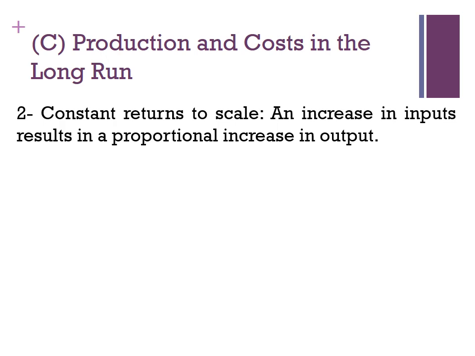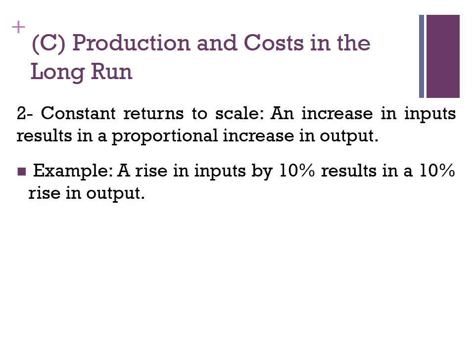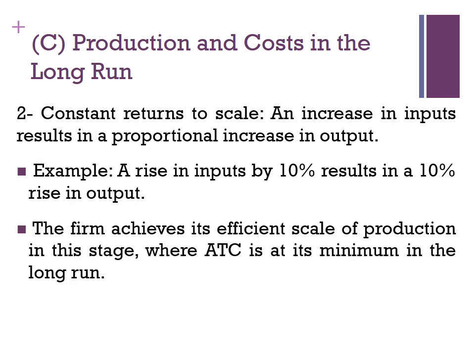Case number two, in the long run, constant returns to scale. As the name says here, an increase in inputs results in a proportional increase in output. So for example, a rise in inputs by 10% results also in a 10% rise in output. So the change in inputs is equal to the change in output. So average total cost in this case will not change. It will be unchanged.